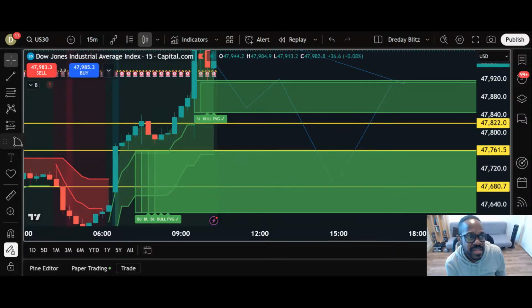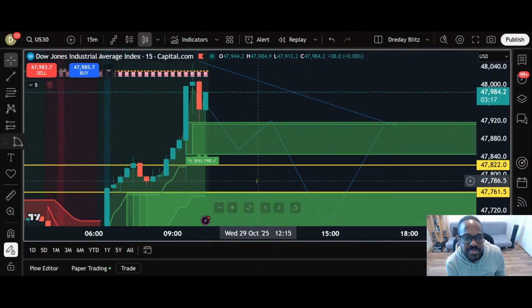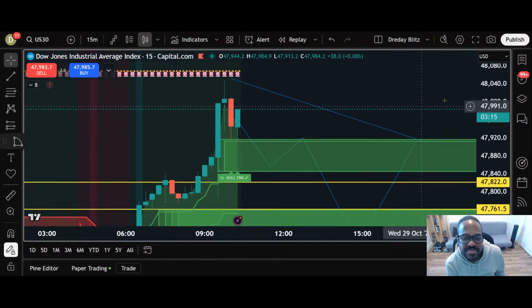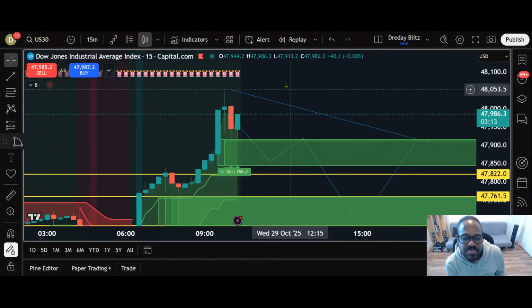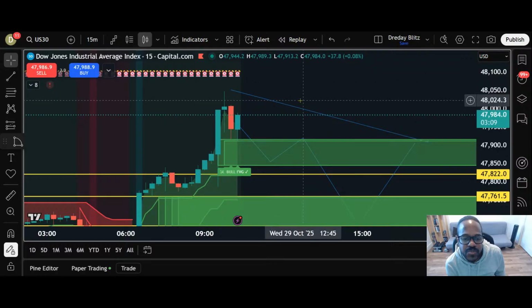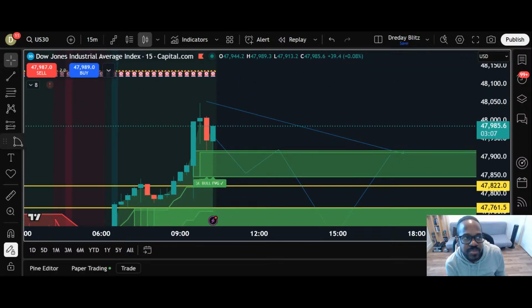So like I said, the buy setup may be short-lived. And remember, we have FOMC later at 2 o'clock Eastern Standard Time. So maybe that news will push the market to the downside.